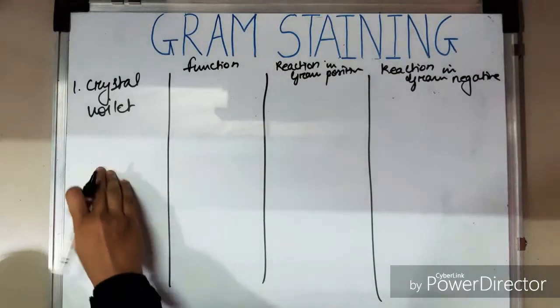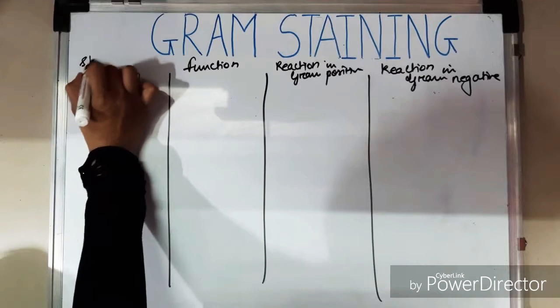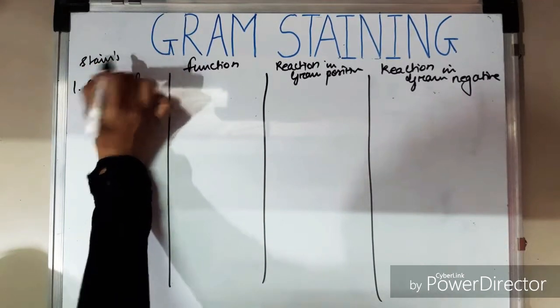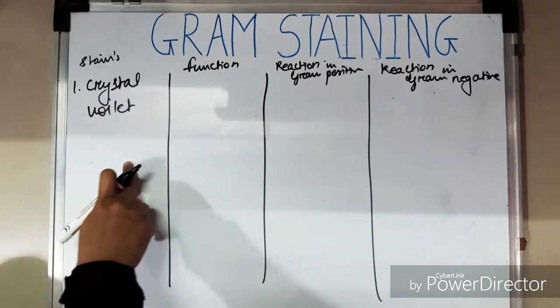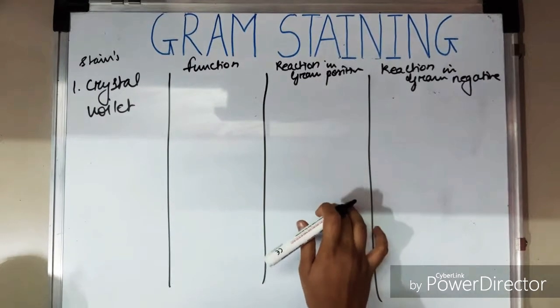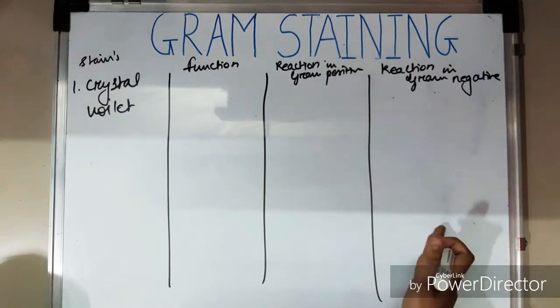So here I have made 4 columns in which first are the stains and the reagents that are used. The second one is the function of that stain and reagent, the third is the reaction in gram positive bacteria, and the fourth column is the reaction that happens in gram negative bacteria.